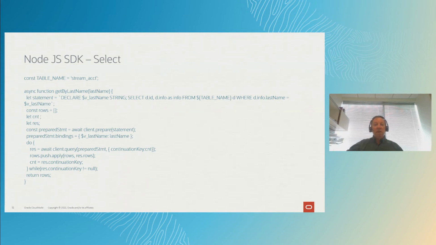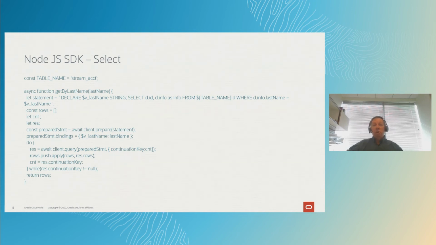In this case, we're going to do a prepared statement. So we call the prepare API and send it along the statement. Before we execute a prepared statement, because we have a variable in there, we have to do the bindings to it. So we do preparedStatement.bindings, and that'll set up the bindings for us. In this particular routine, we're going to pass in the last name, so we'll bind the last name to the variable that we have set up.